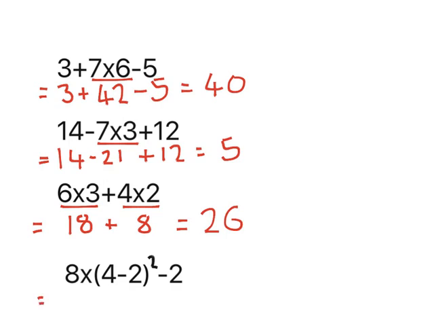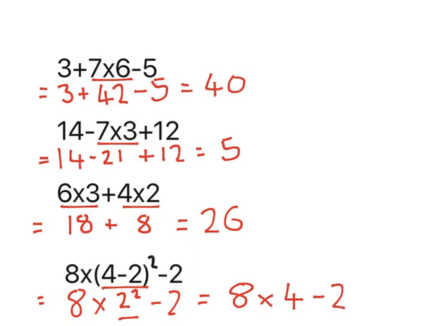And the last question, there's a lot of steps. We have 4 minus 2 is 2, and we have to keep the indices there, so that was our brackets. Then we have 8 times 2 squared, which is 4, minus 2. 8 times 4 is 32 minus 2, and my answer is 30.